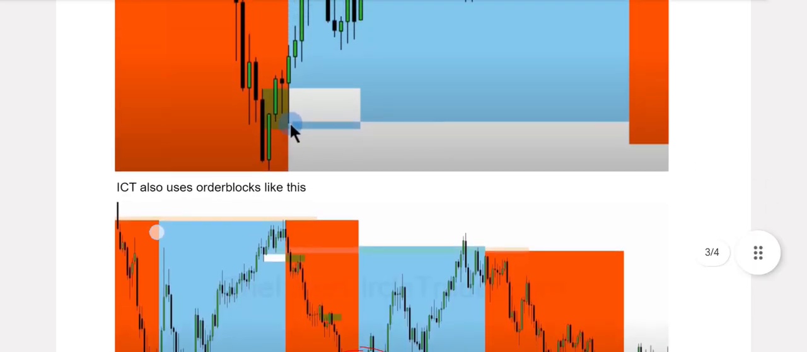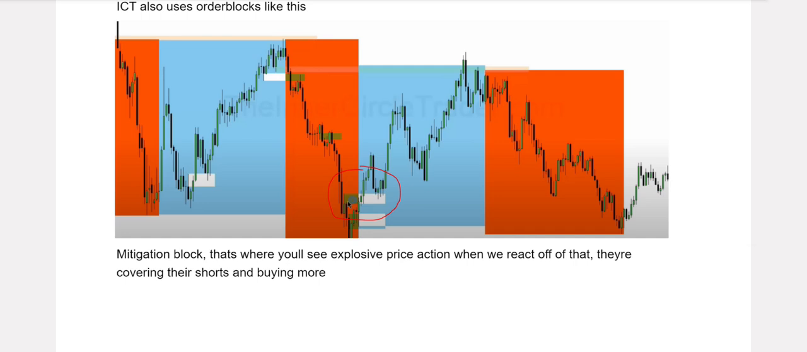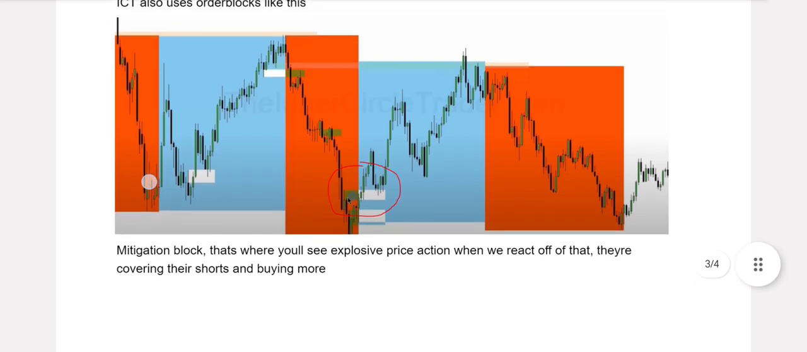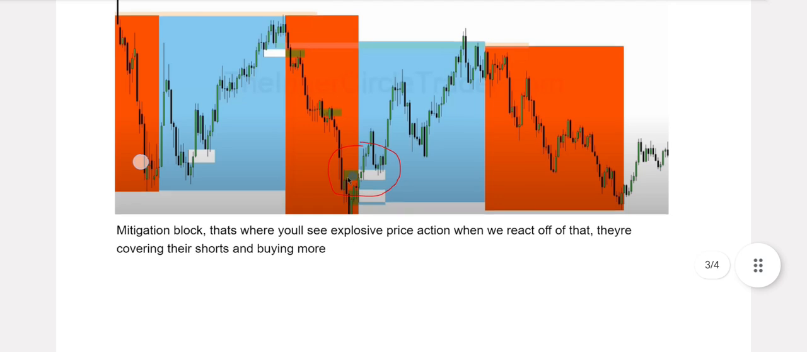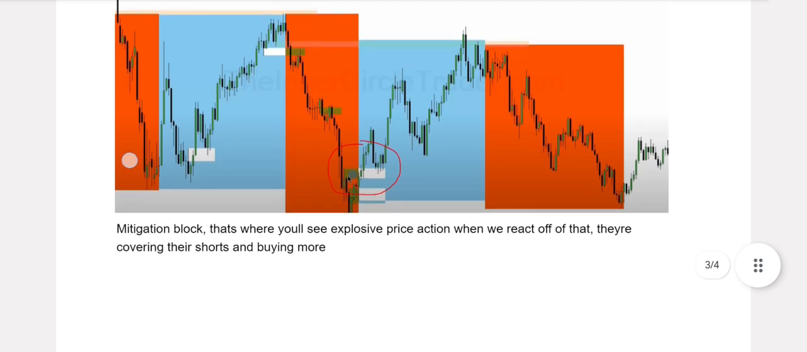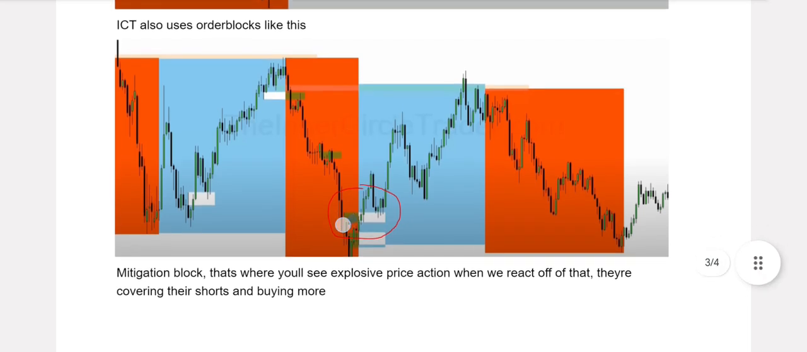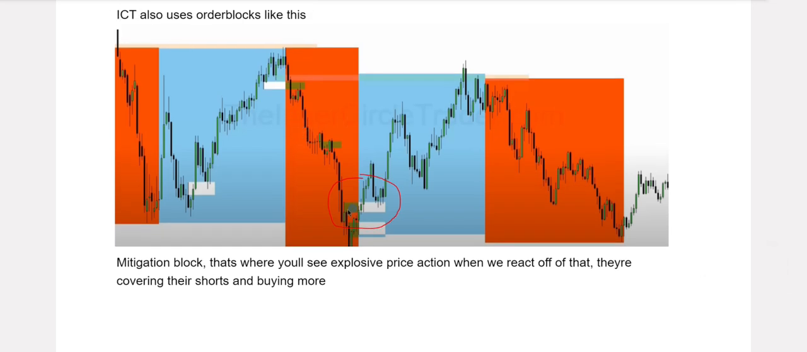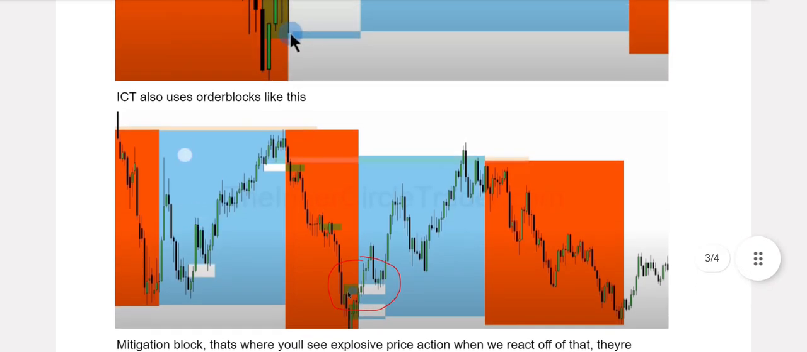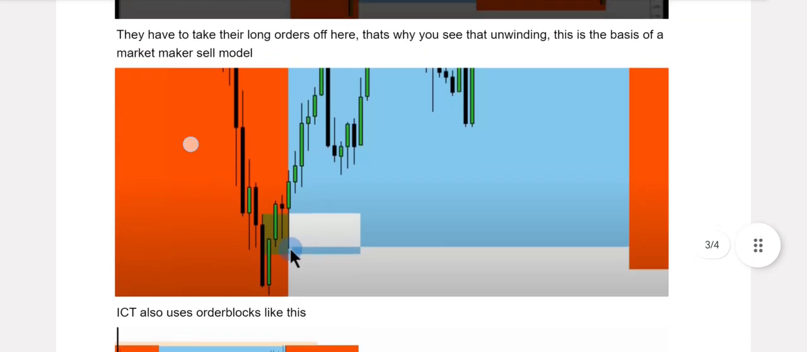ICT also uses order blocks. This is the ICT mitigation block, which is where you sell on explosive price action. When we react off that, they're covering their shorts and buying more. After liquidity, we expect a reversal. After capture of every liquidity, we expect a reversal. And I told you, liquidity is the best strategy to use when you are trading Forex, and you'll be able to make good money.